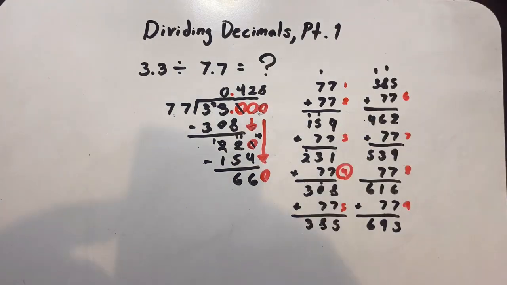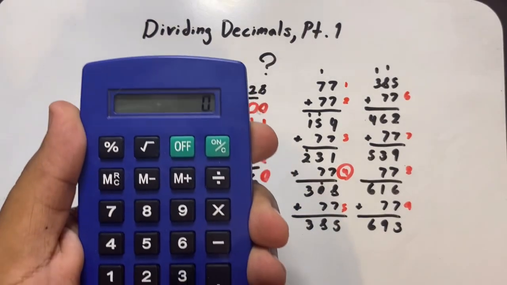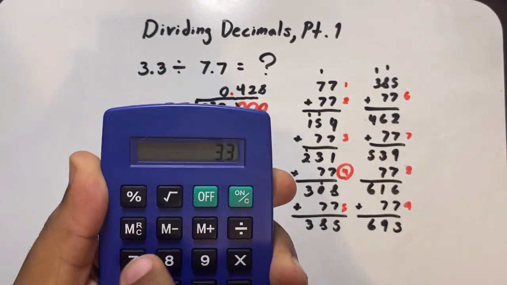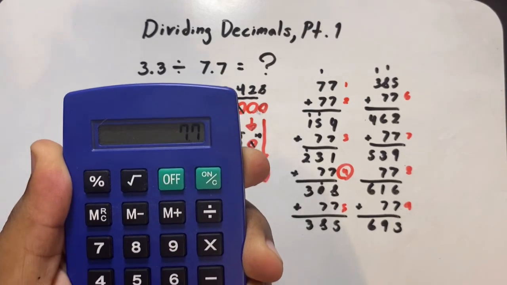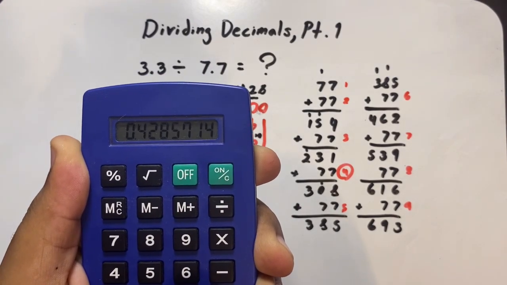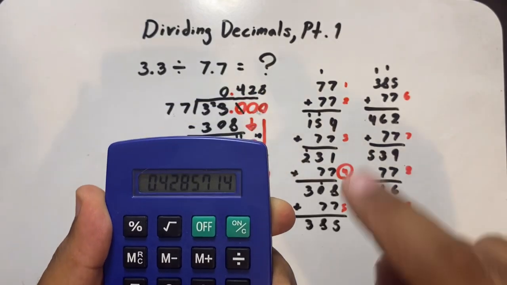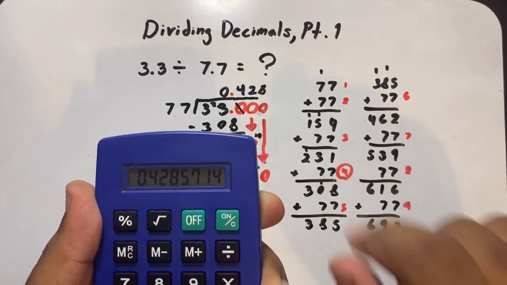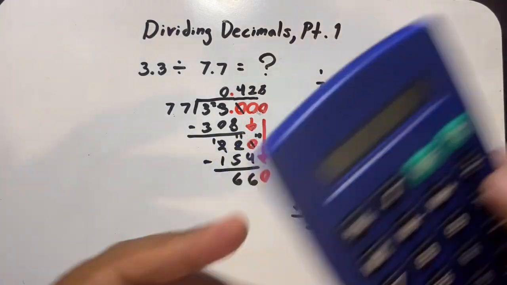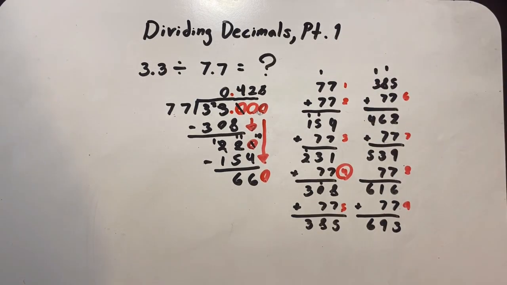So I'll pull out my handy dandy calculator. We will do 3.3 divided by 7.7, and that should give us the same answer. 0.428, and look what we have here, 0.428. And that's how you do dividing decimals. That is all for now.